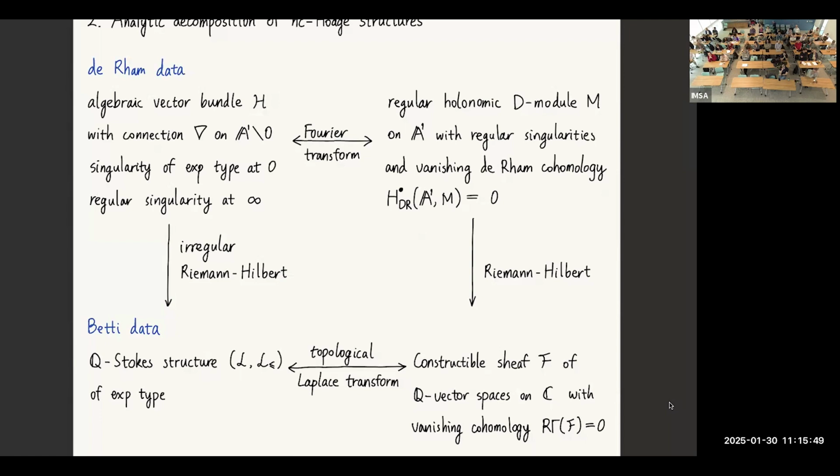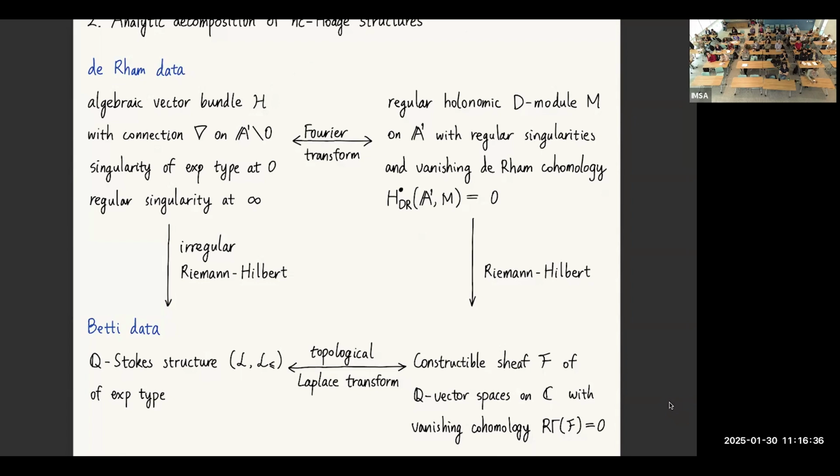And when we consider the irregular Riemann-Hilbert, we get the Stokes structure. We get some Stokes structure of exponential type, and the rational structure is just the Q-Stokes structure. Then on this corner, where we apply a Riemann-Hilbert, there we get a constructible sheaf. Of course, first we get some perverse sheaf, but one can show that in this case it's equivalent to a constructible sheaf of rational vector spaces in vanishing cohomology. And these Q structures are related by the so-called topological Laplace transform.